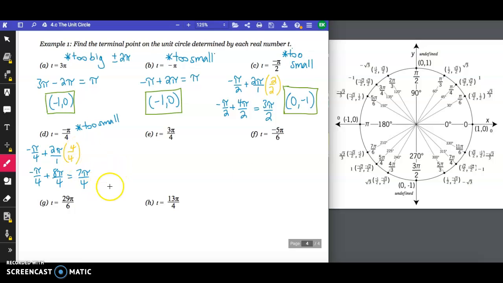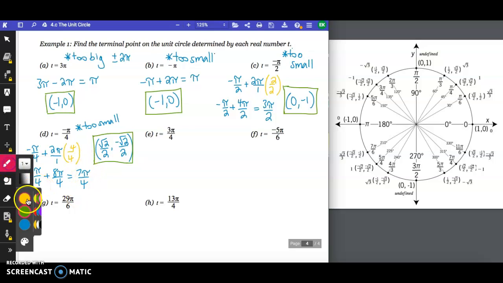And now I'm checking on my unit circle and saying, all right, is 7 pi over 4 somewhere on here? There it is. And so then my terminal point would be the point that's at that angle. So my answer to this one would be the point square root of 2 over 2, comma, negative square root of 2 over 2. And that would be my answer for that problem, because that's the terminal point that's at 7 pi over 4, and 7 pi over 4 is coterminal with negative pi over 4.